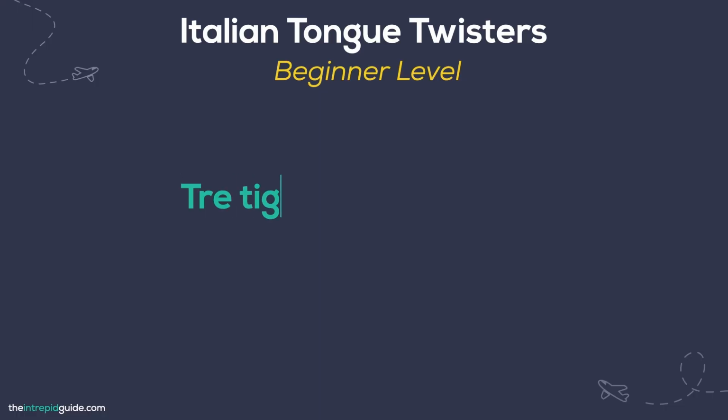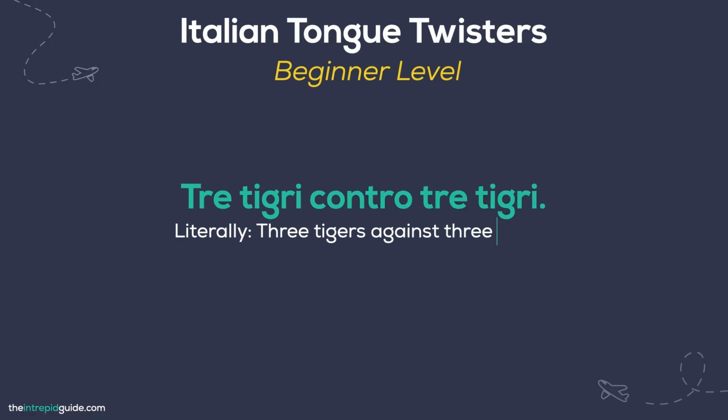The next Italian tongue twister is 3 tigri contro 3 tigri. This literally means 3 tigers against 3 tigers. That rapid-fire T and R sounds here will definitely put your pronunciation skills to the test. You'll get more practice using the letters T and R in tongue twister 21.